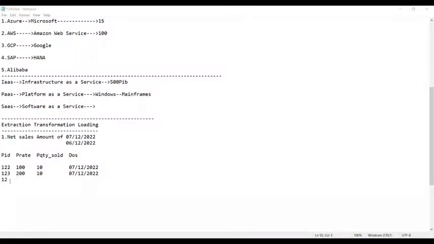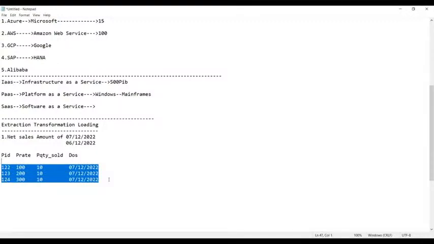Sorry, I got a call. So again, 124 is the product ID, and the rate of the product is, let us say, 300. Quantity sold is 10 pieces, and the date is 07/12/2022. This is the data we have collected from the 7th day of December 2022.